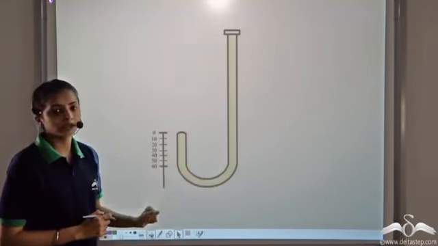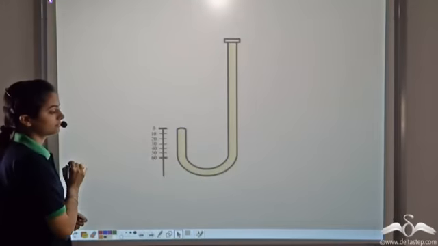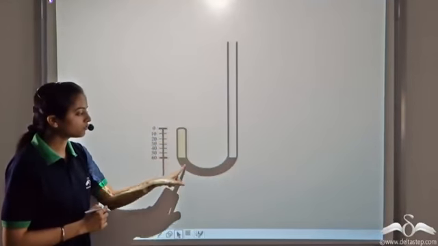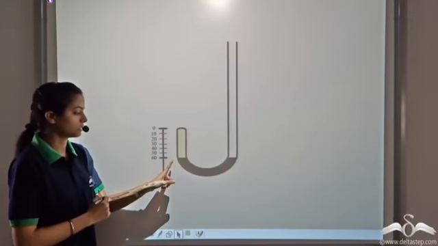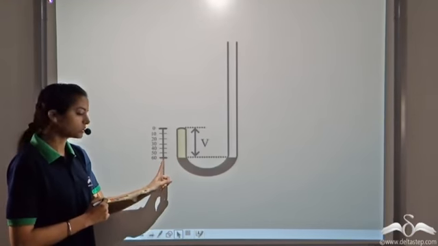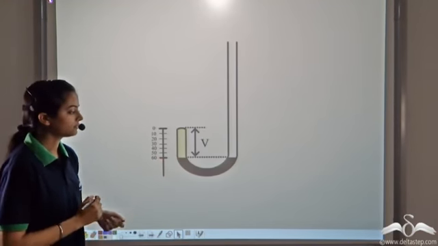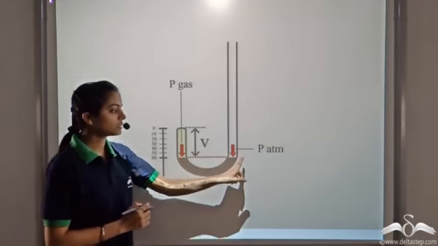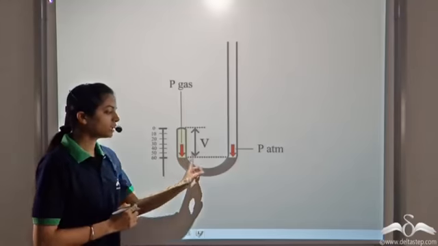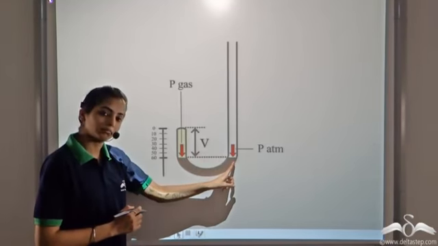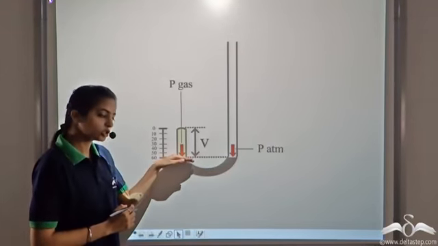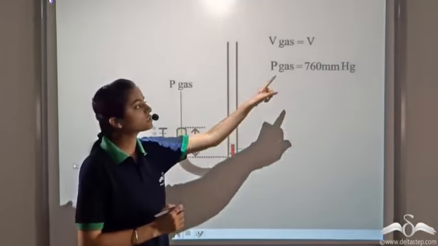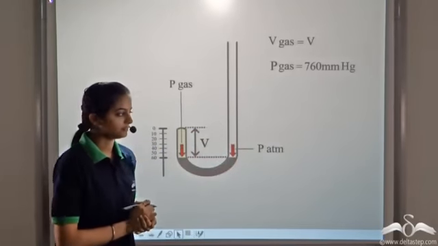Now he added mercury in the tube. So let's see what happens. As he added mercury, the volume of the gas enclosed reduces. So now the volume enclosed is 60 centimeter cube. This is the pressure exerted by gas, and this is the atmospheric pressure. We know that pressure at same heights remains the same. So at this point, this is the pressure of gas. At this point, the pressure exerted is the atmospheric pressure, which is 760 millimeters of mercury.